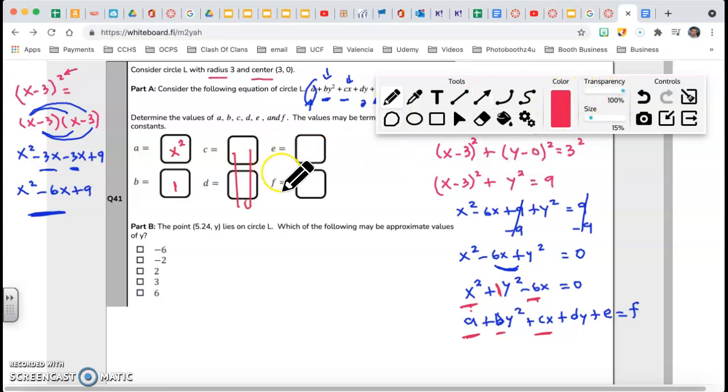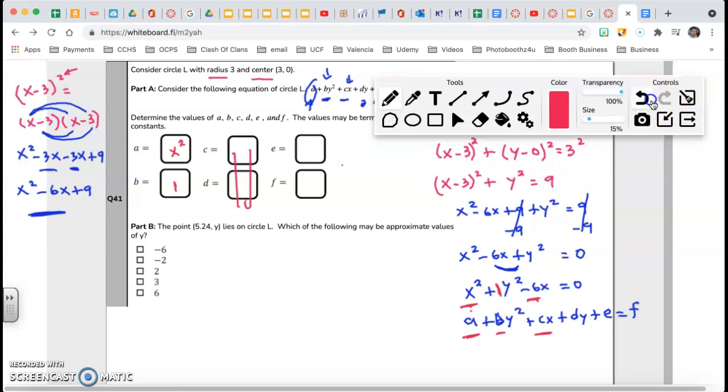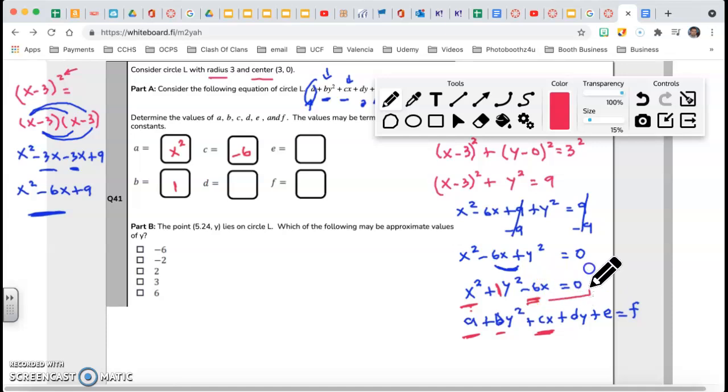Oops. What happened here? There you go. In front of the x, you have a negative 6. So my c is a negative 6. After that, I got nothing here, right? And nothing means 0, and the f is obviously a 0. So 0, 0, 0. Okay, let's digest that for a second, and then we do part B. I hope you're digesting this information. So I have this. Let's go to part B now.